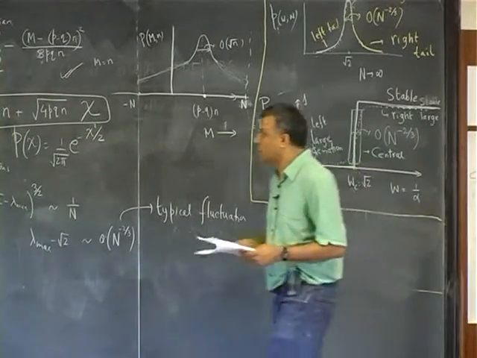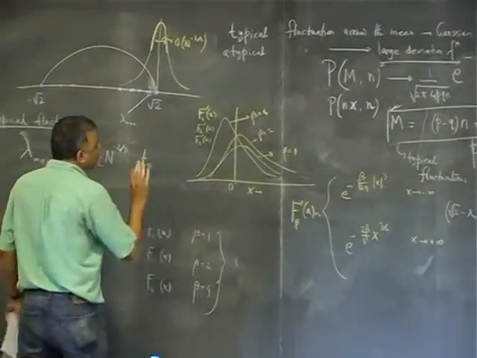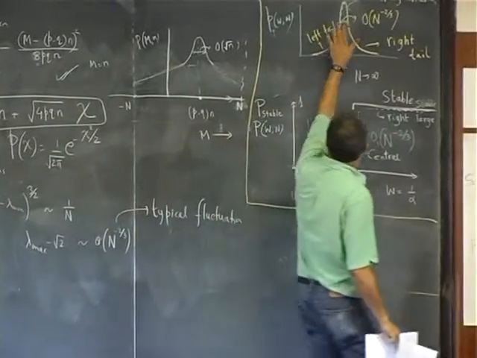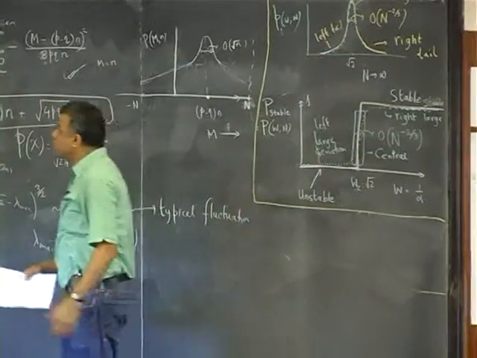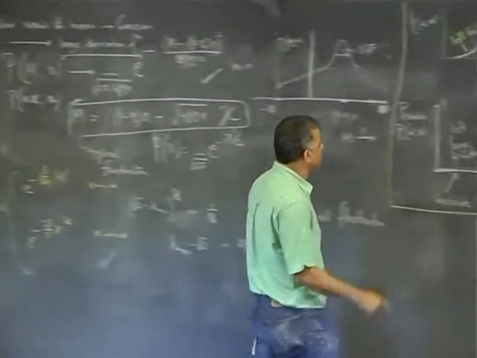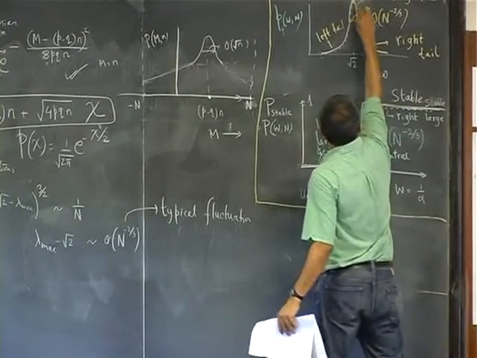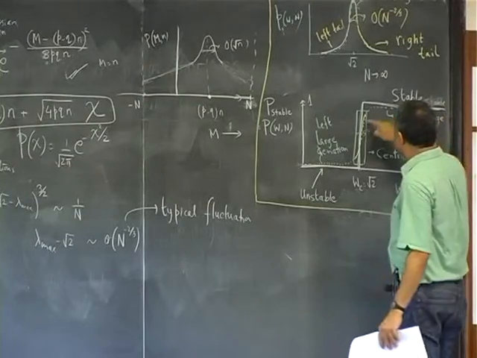Now we come back to our problem. This part is known, so typical fluctuations were known. Now I want to calculate the atypical large fluctuations. What I have done so far is the central part, this part of the curve which is the Tracy-Widom curve. But I want to know what happens out there.